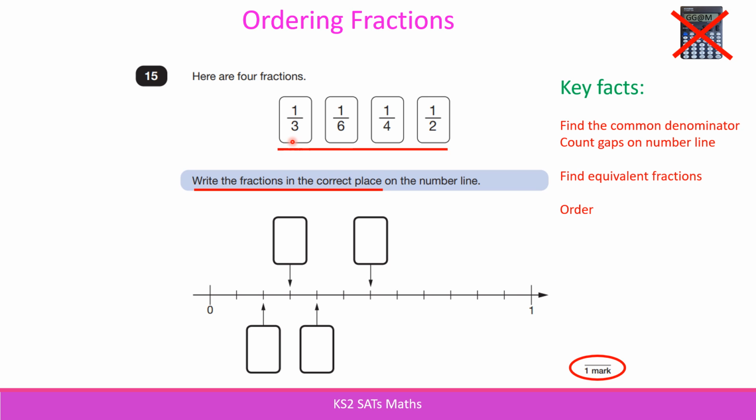Let's check. So 3 goes into 12 because 3 times 4 is 12. 6 goes into 12 because 6 times 2 is 12. 4 goes into 12 because 4 times 3 is 12. And 2 goes into 12 because 2 times 6 is 12. So 12 is the common denominator.